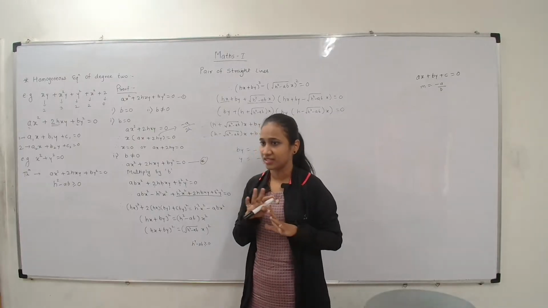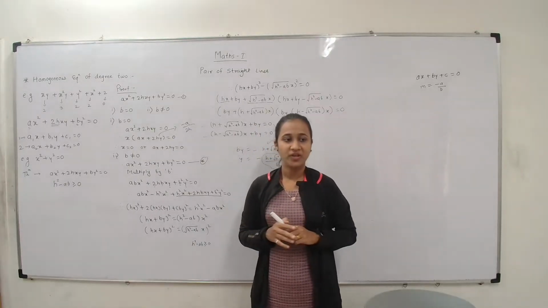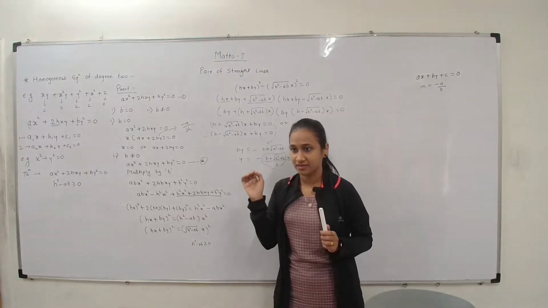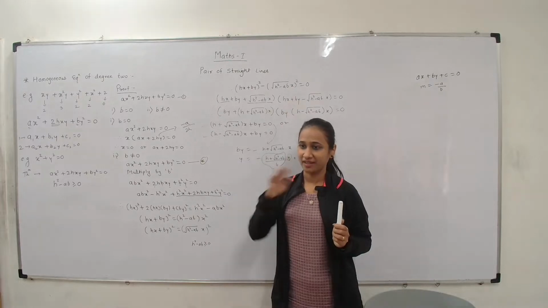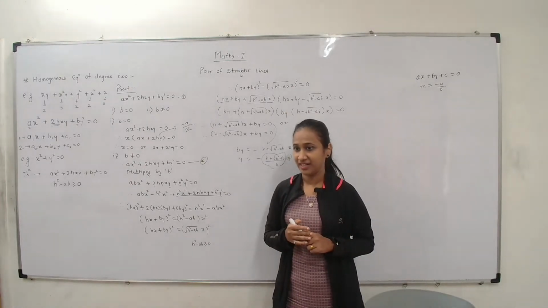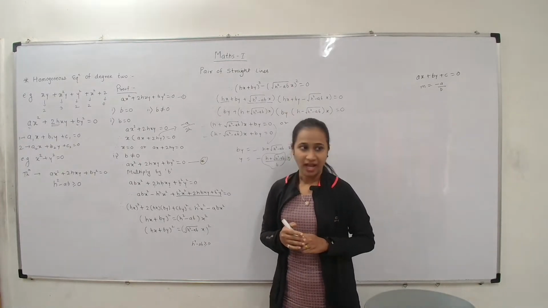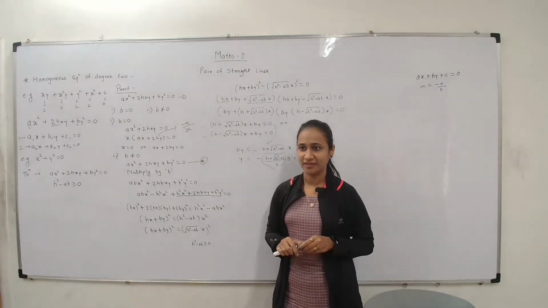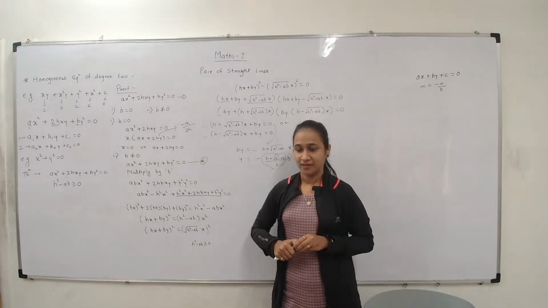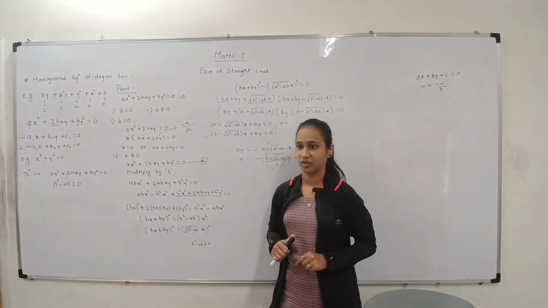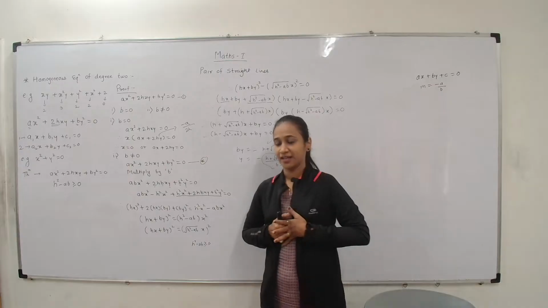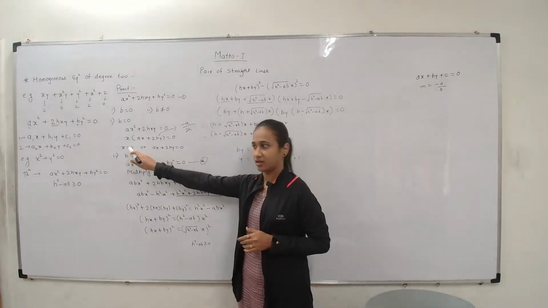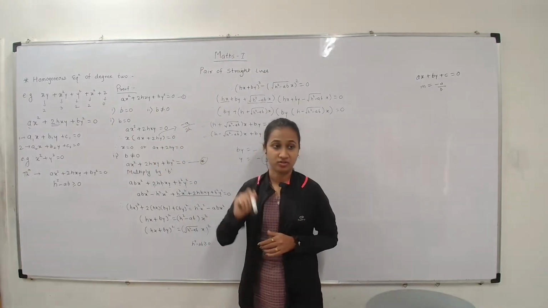Slope is nothing but the angle made by the line with the positive x-axis, and the y-axis is making almost 90 degrees. Tan 90 is not defined. And slope is tan θ. So slope of this line is not defined and slope of this line is this, provided h is not equal to 0.